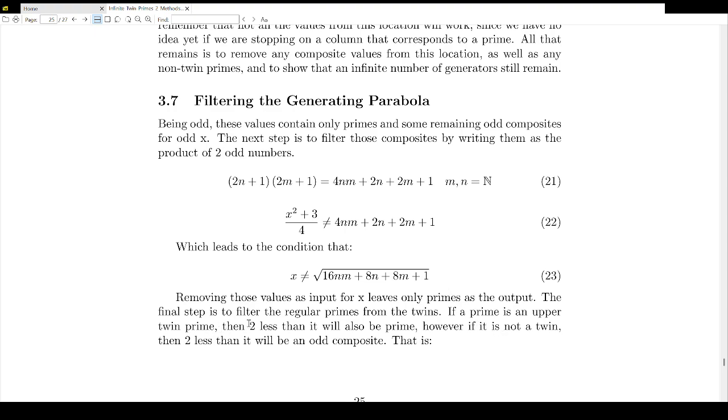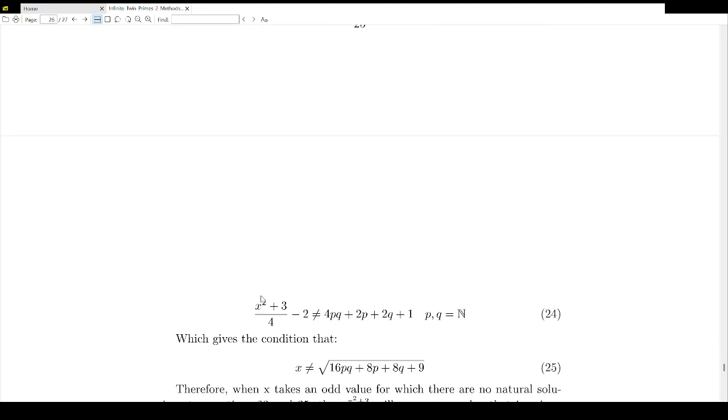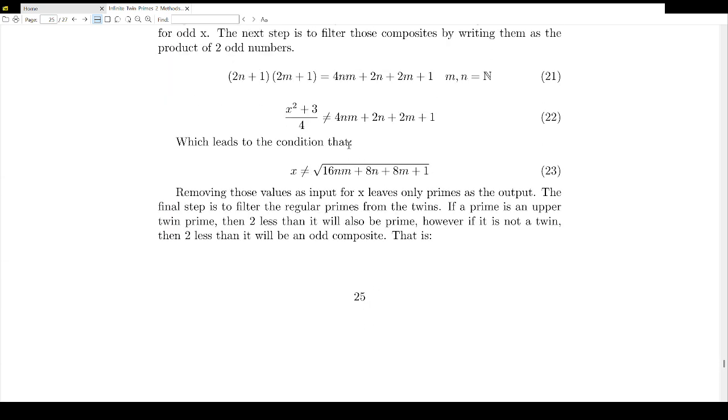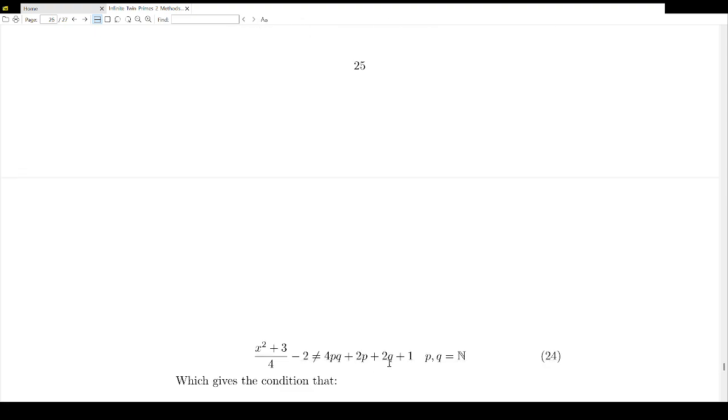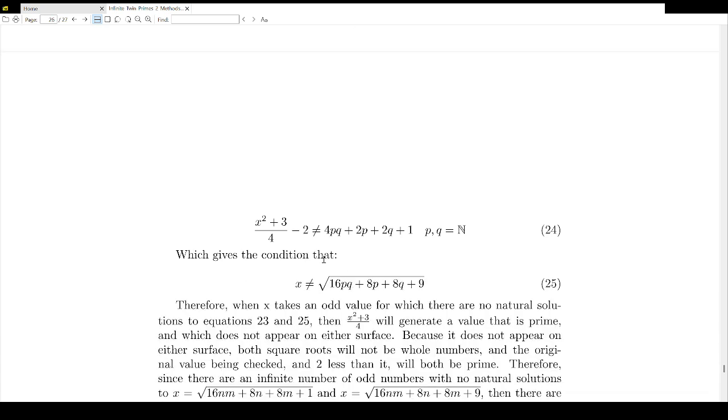The final step is to filter the regular primes from the twins. If a prime is an upper twin prime, then 2 less will also be prime. We know that, it's how we built this. However, if it's not a twin, then 2 less will be an odd composite. That is, here's our parabola value, -2, and not equal to, same idea here. We just change the variables because they have to be separate, which gives the condition that x is not equal to this either.